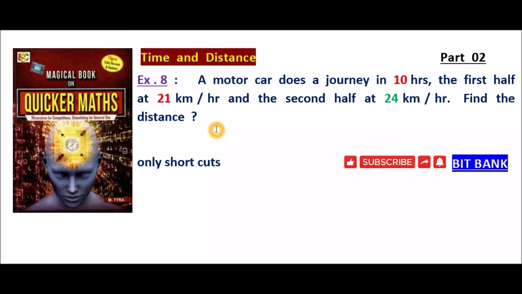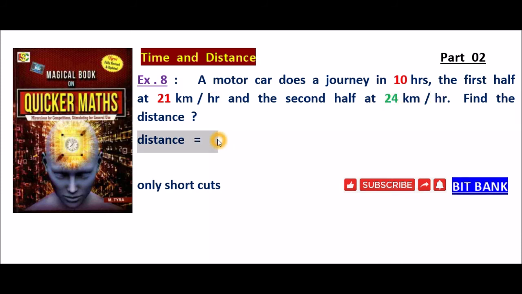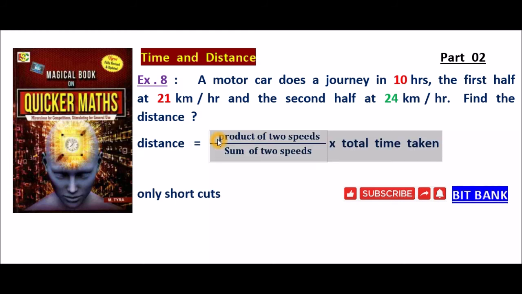Try to follow it. Given the total time taken by the motor car to complete the first half and second half is 10 hours. The first speed is 21 km per hour. The second speed is 24 km per hour. We have to find out the distance. So the required distance is equal to, we know the general formula, product of two speeds divided by sum of two speeds into total time taken.